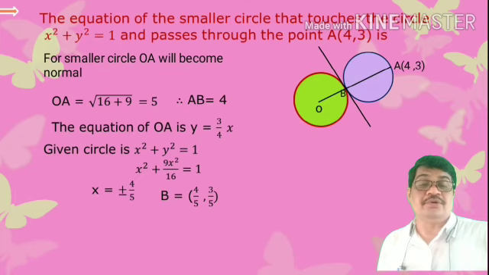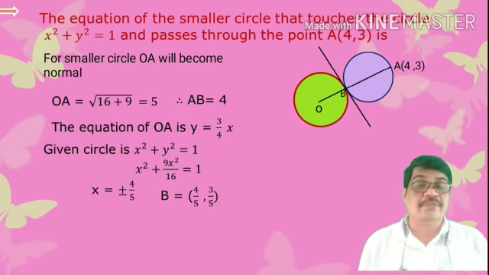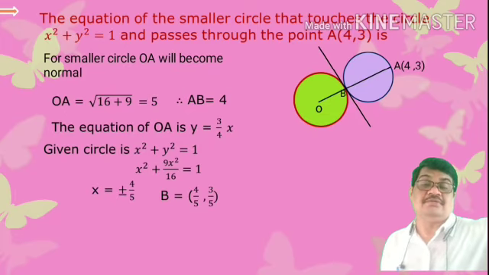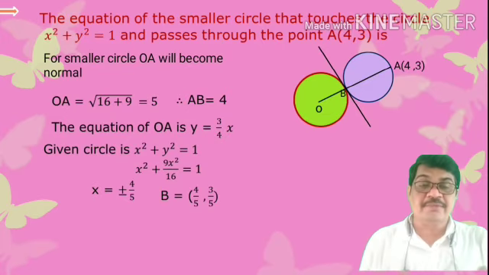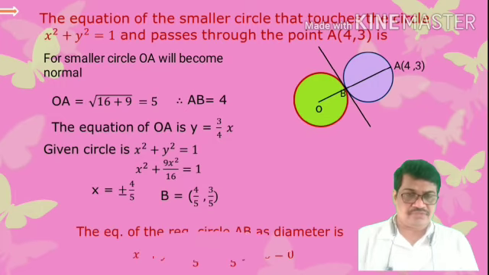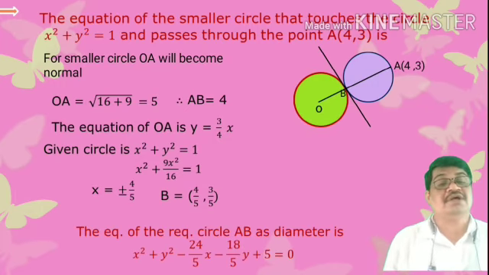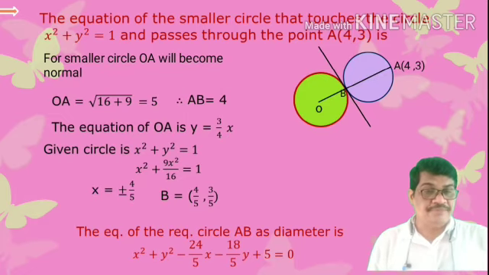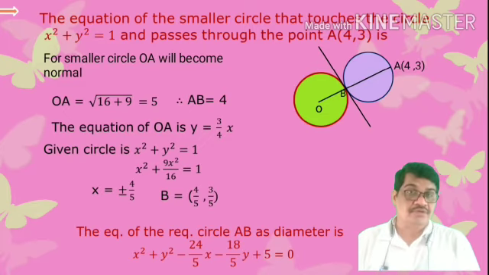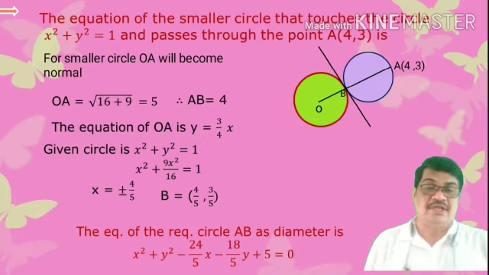So we have to substitute this x value in y = 3/4 x, and we are getting the y value. Then we are getting the coordinates of B as (4/5, 3/5). These are the coordinates of B. So we are getting A coordinates and B coordinates. What is the AB line? That is the AB line here, the diameter of the required circle.